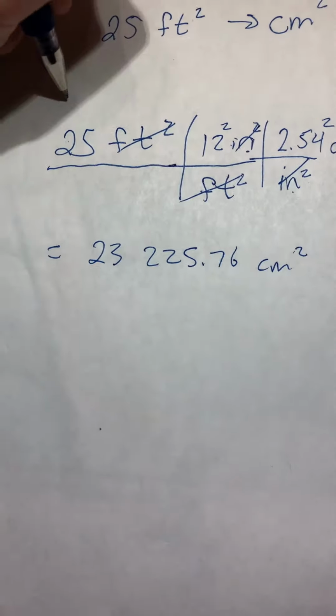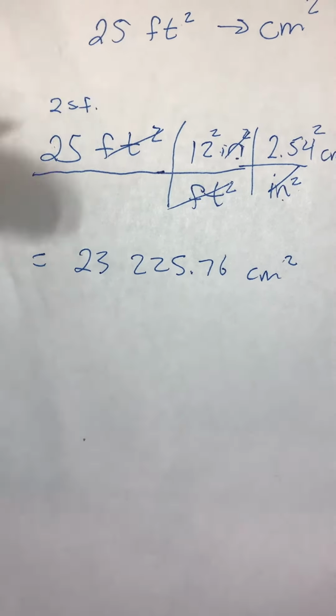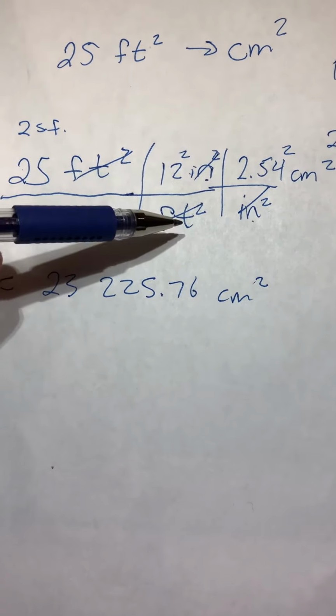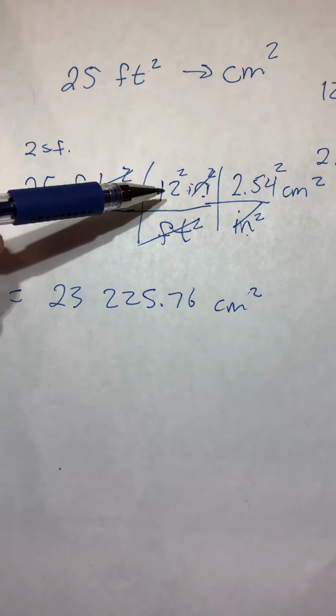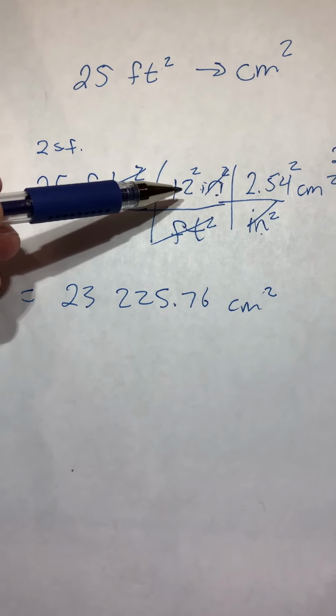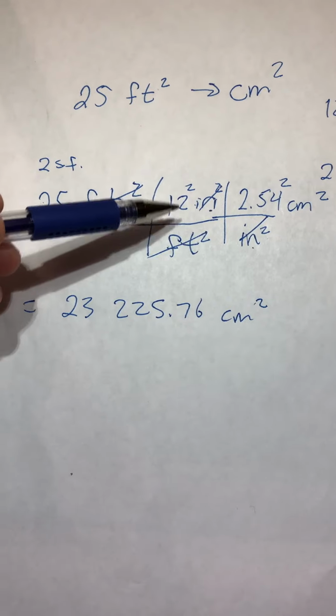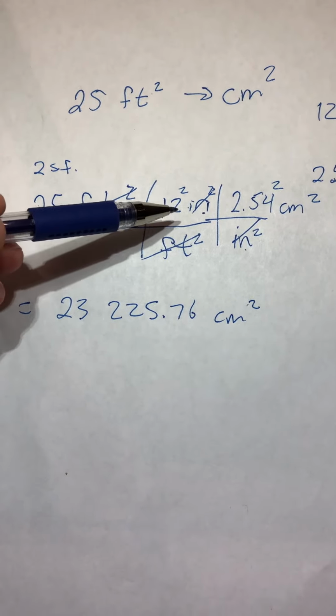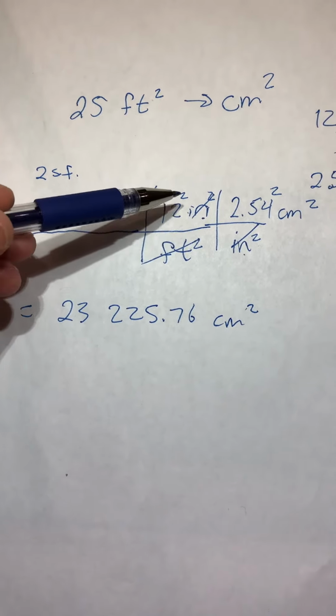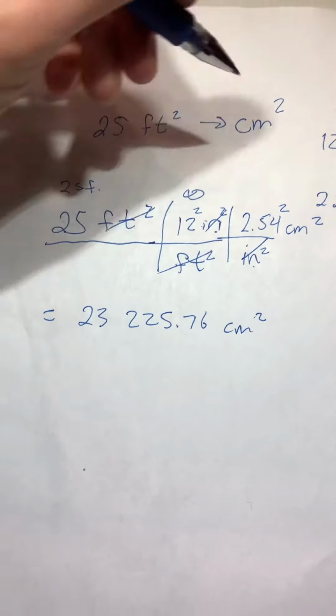Now let's go ahead and look at significant figures. This one has 2. When we're looking at 12 inches per foot, here there's not a measurement. It's not about 12 inches. It's not between 11 squared and 13 squared inches squared. It is 12 squared inches squared. This is infinite. It's an exact number.